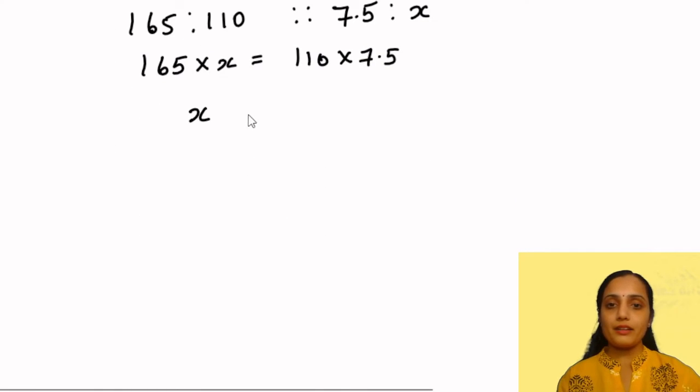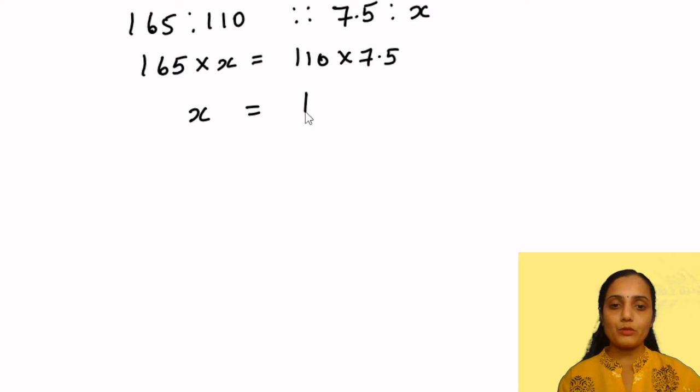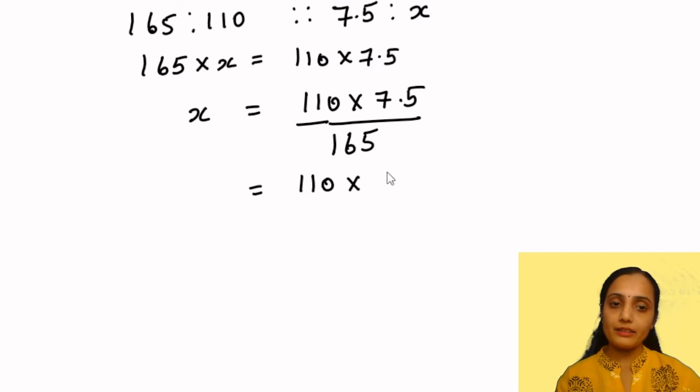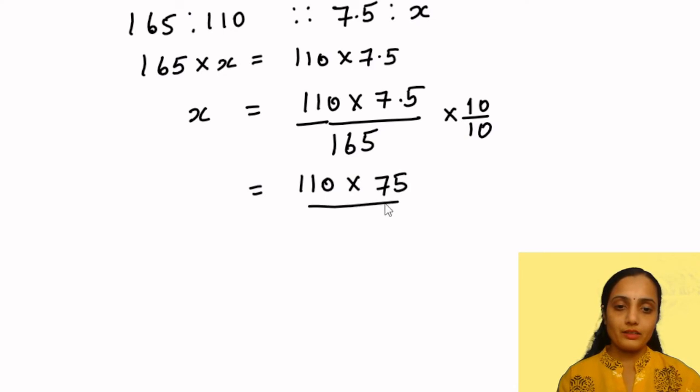So dividing by 165 on both the sides, we have x is equal to 110 into 7.5 divided by 165. Now to remove this decimal here, I will multiply by 10 on the numerator and the denominator. So basically I am multiplying by 10 this way. 7.5 into 10 will give us 75 divided by 1650. 165 into 10 gives us 1650.